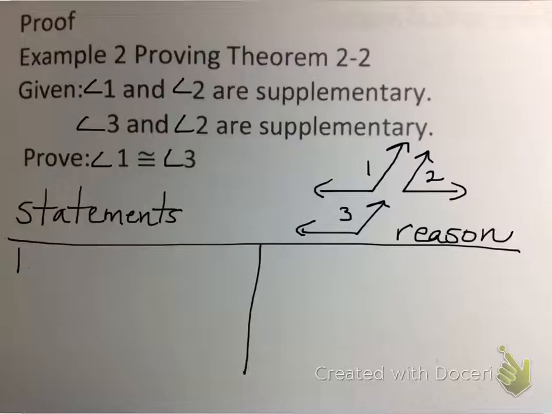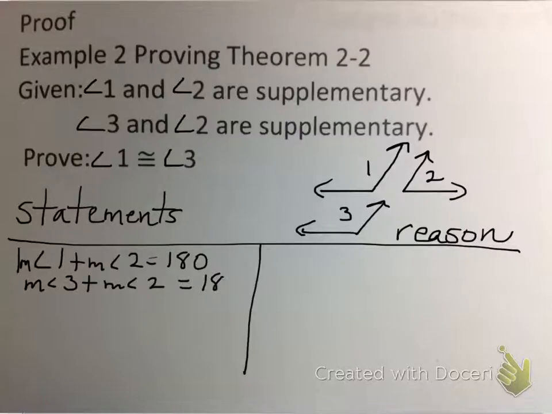And our first statement is that measure angle 1 plus measure angle 2 is equal to 180. They're supplementary. And then measure angle 3 plus measure angle 2 are supplementary. I just got that from the given. So that would be the definition of supplementary angles.